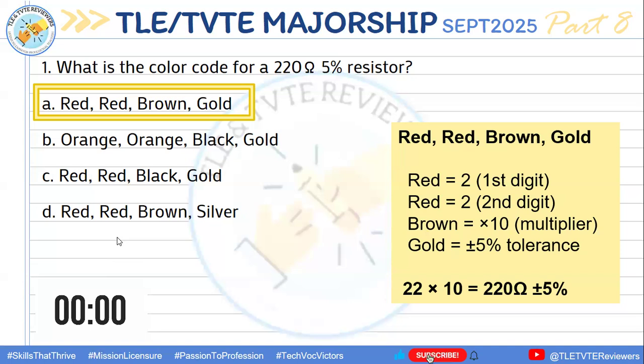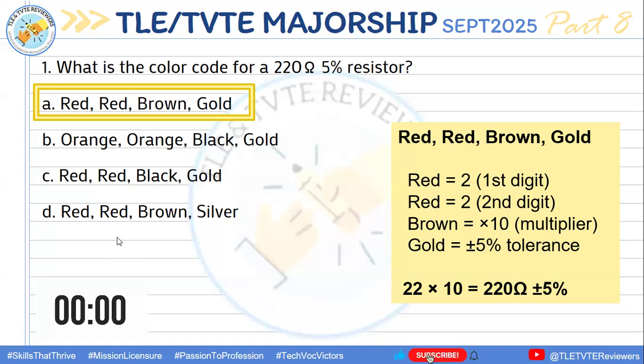For letter C, red, red, black, gold. Red, that's 2. Red for the second band, that's 2. And black, that's times 1. So 22 times 1, that's 22 ohms plus and minus 5%. So still not the answer.